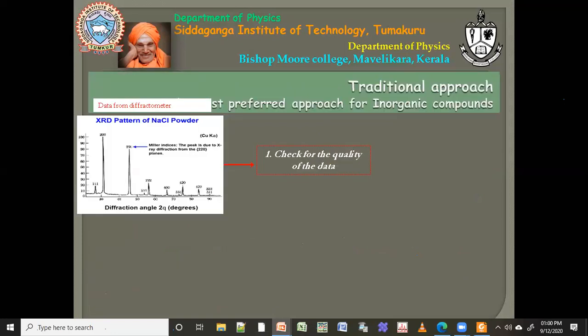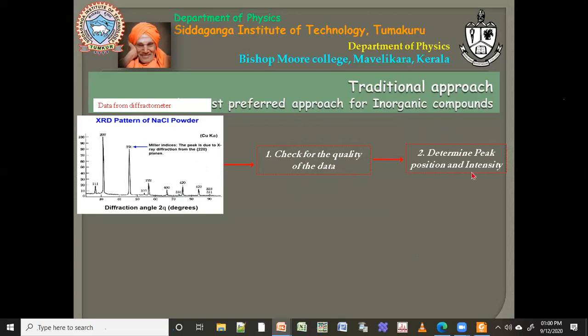So when we come to the traditional approach, what you do is you just take an X-ray diffraction, preferably powder X-ray diffraction. Then you check for the quality of the data. Quality of the data means whether it has good intensity, whether you can distinguish the peaks, whether your noise is less. That is about the quality of the data.